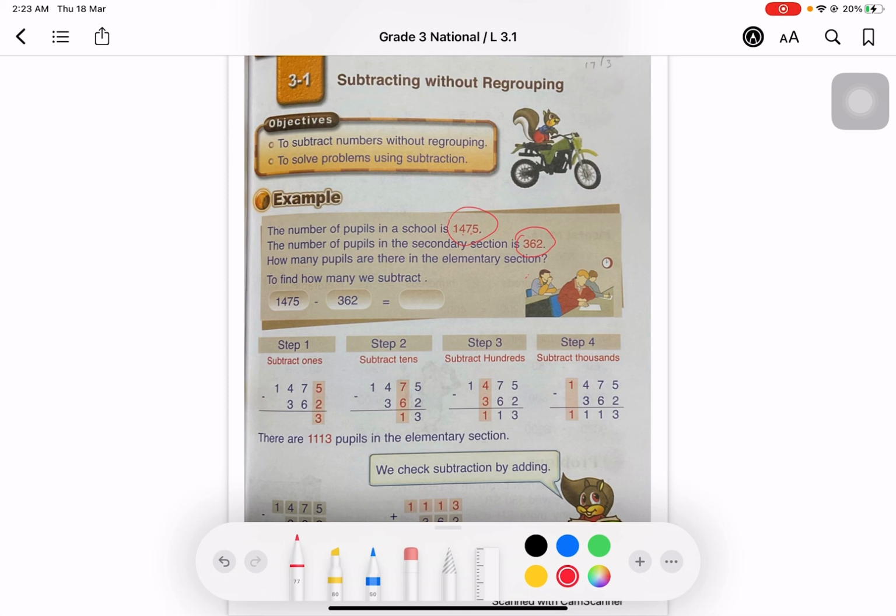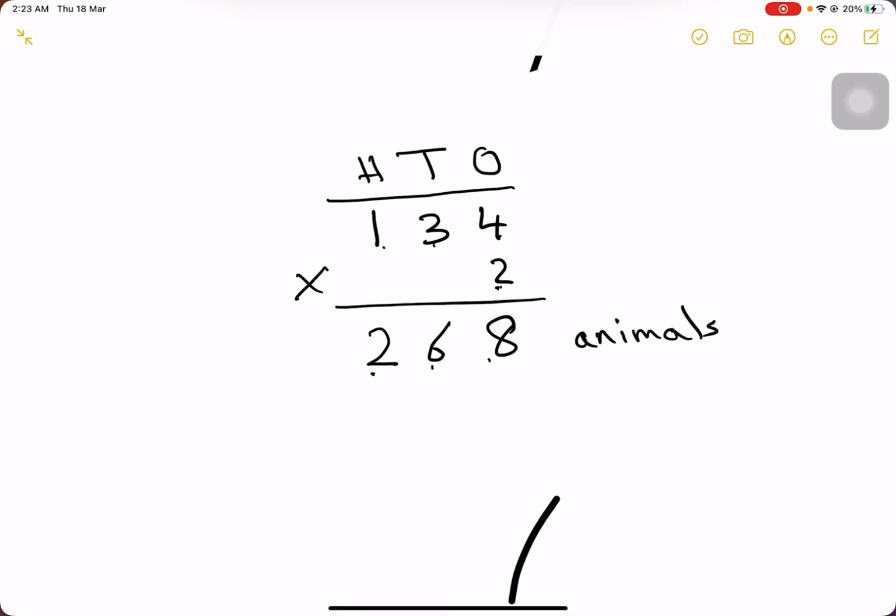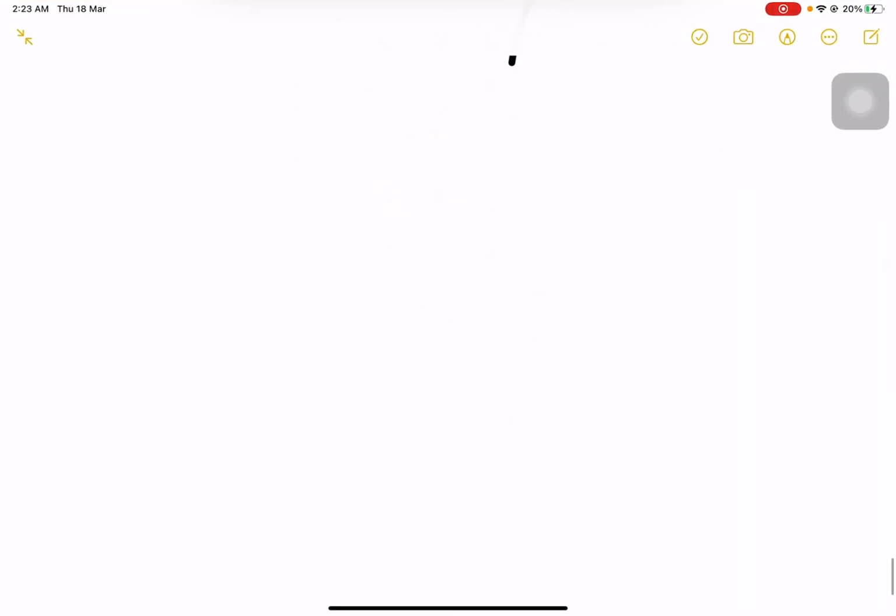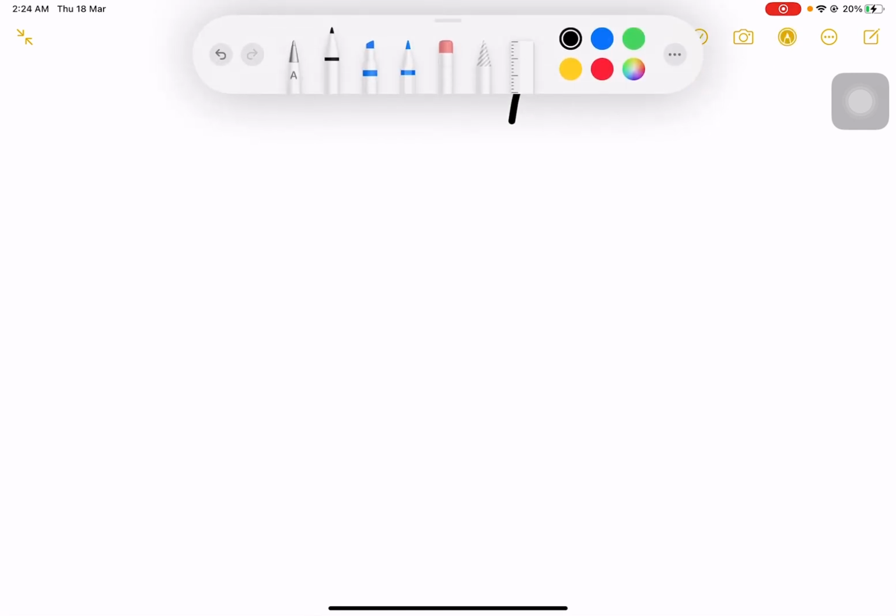To know how many are, we need to subtract. Subtract means minus. You are going to minus the number of students in the secondary from the big number for the whole students. They show us how to subtract in steps. Now let's go to the notes book. All of you, please open your books at page 17, and for the one who does not have the book, please put the notebook in front of you.